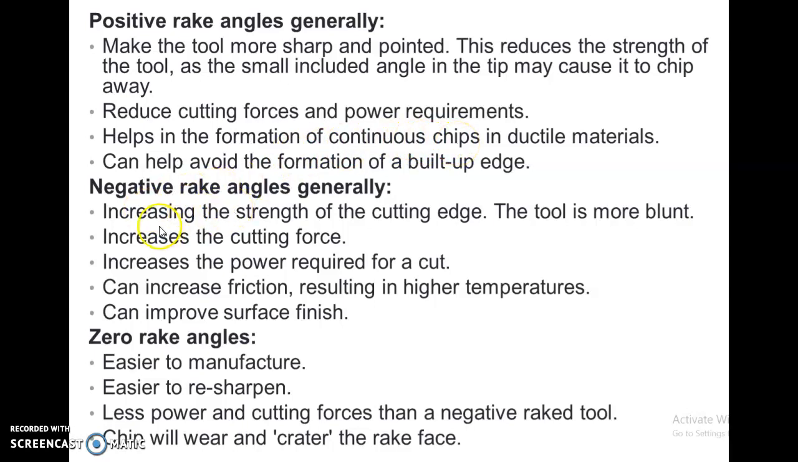Negative rake angles generally increase the strength of the cutting edge, which is going to be in direct contact with the workpiece. Okay, so it increases the strength of the cutting edge. The tool is more blunt. It increases the cutting force, increases the power required for cut, and can increase friction resulting in higher temperature. It can improve surface finish.